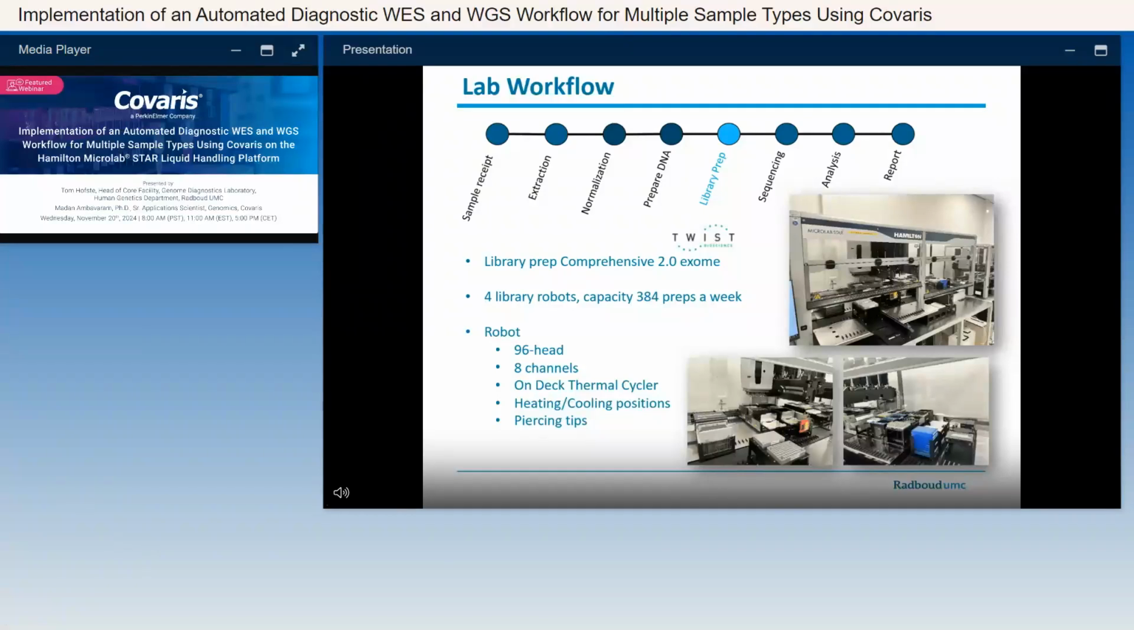It's a Star Plus at the moment, and the robot contains a 96 head, 8 channels, also an on-deck thermal cycler for the incubation steps for the end repair ligation and the PCRs, pre and post PCR, and some heating and cooling positions for the reagents. Also piercing tips, and we use piercing tips especially to pierce through the seal of the index barcode plate, so that you do not need to peel off the seal in this process.